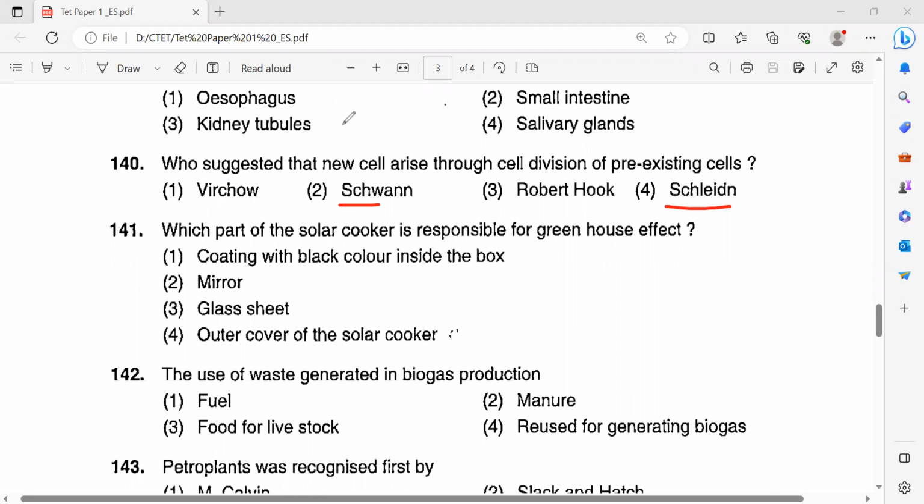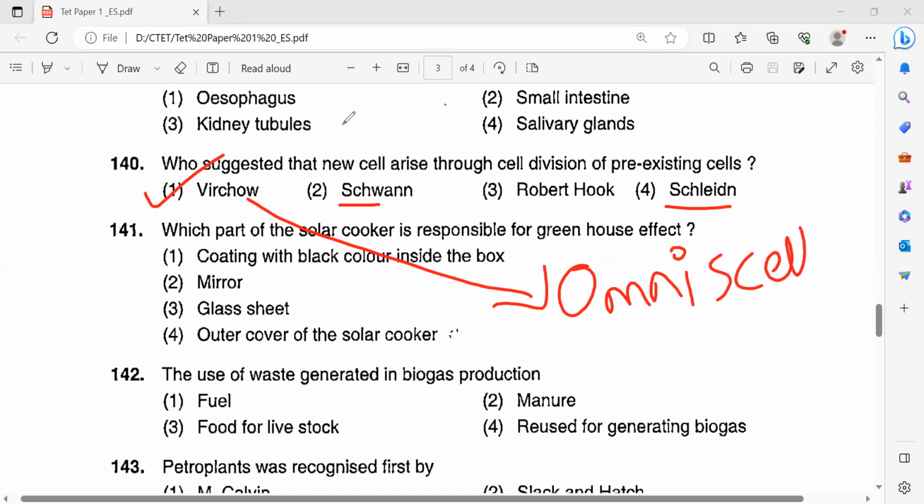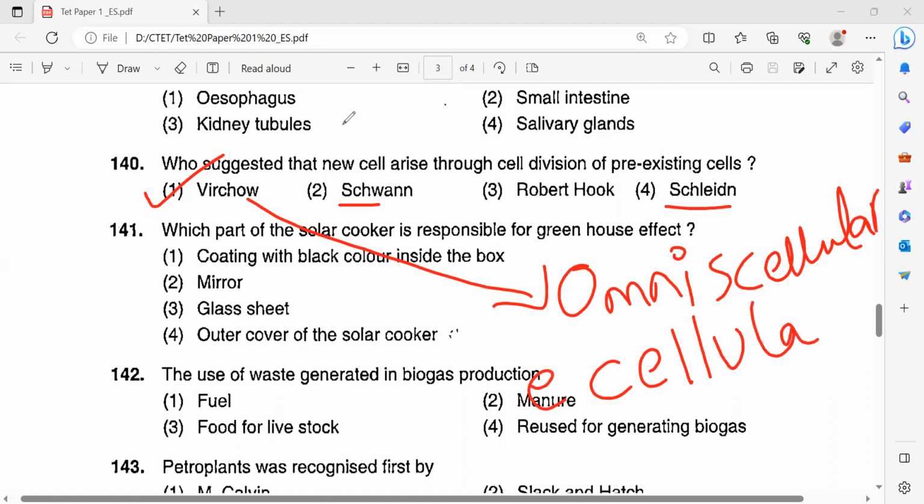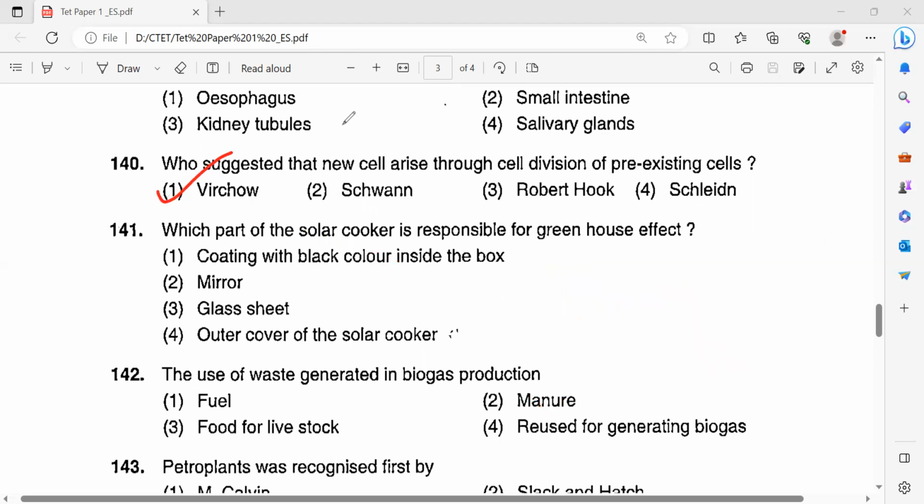But this was enhanced by the study of one of the scientists in 1855, Rudolf Virchow. Rudolf Virchow says in one of his studies, omnis cellula e cellula. Omnis cellula e cellula means new cells are formed from pre-existing cells. So the right answer here is Virchow.